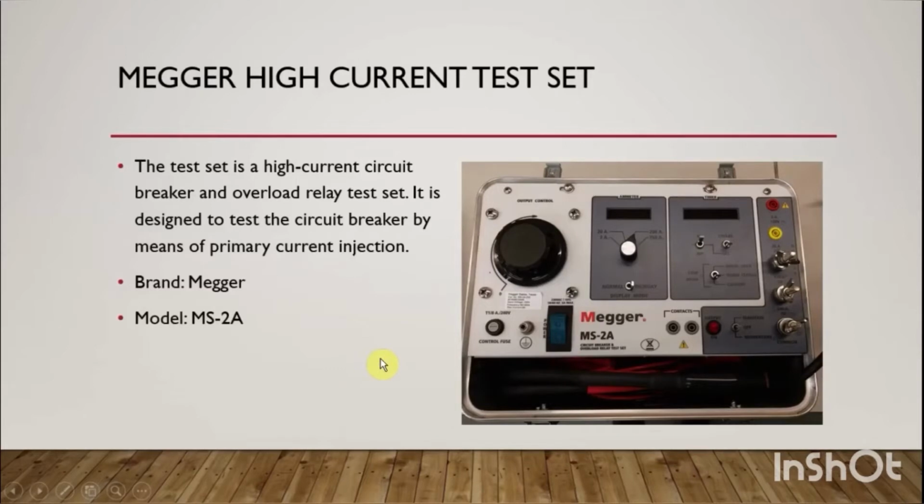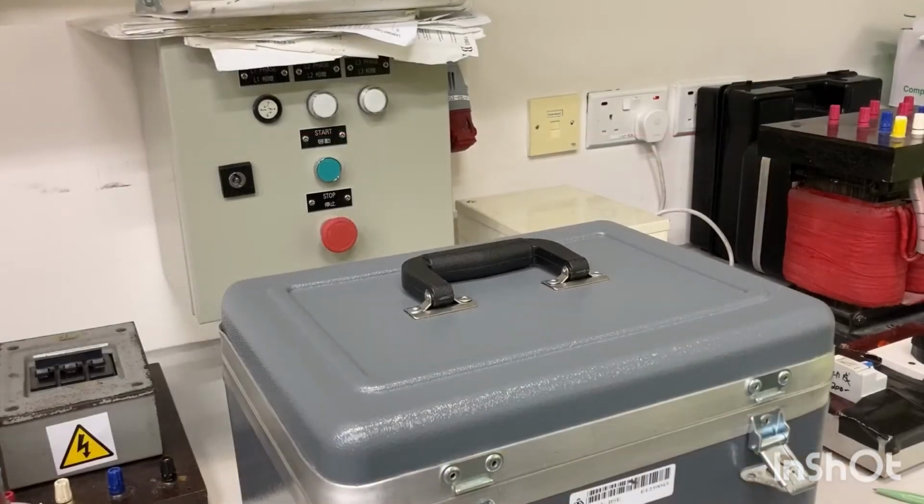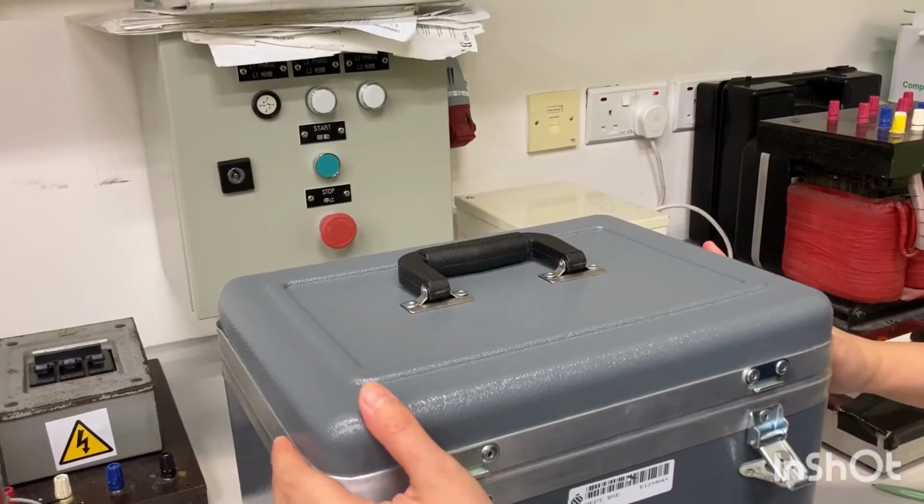For the equipment, we are using this mega high current test set. So this test set is a high current circuit breaker and overload relay test set. It is designed to test the circuit breaker by means of primary current injection. Okay, now let's start the experiment.